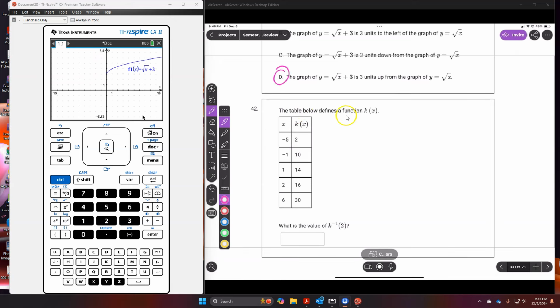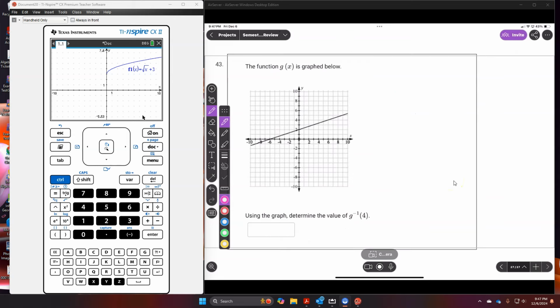The table below defines a function. What is the inverse of k? So to find the inverse of k, you have to switch the x and the y values. So the inverse of k: it's 2, -5, 10, -1, 14, 1, 16, 2, 36. So the inverse of 2 is -5. The input is 2, the output is -5.